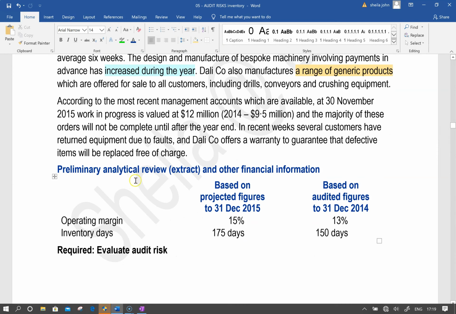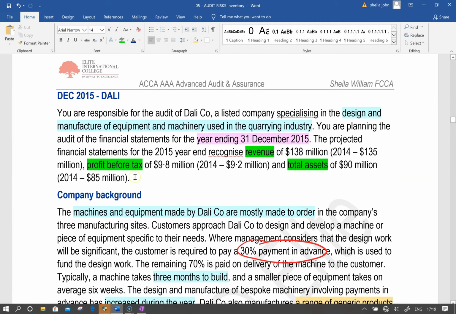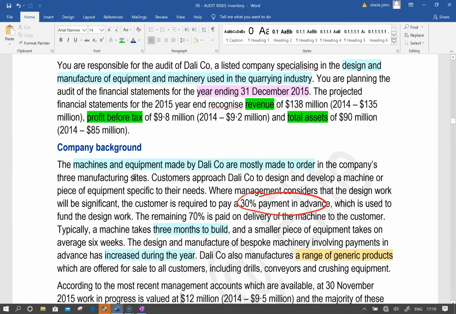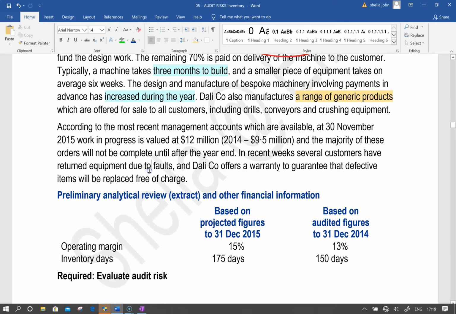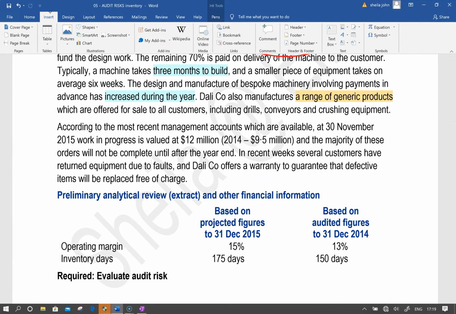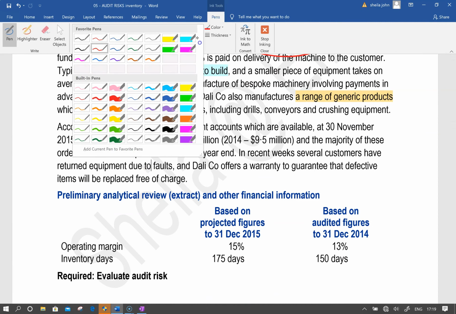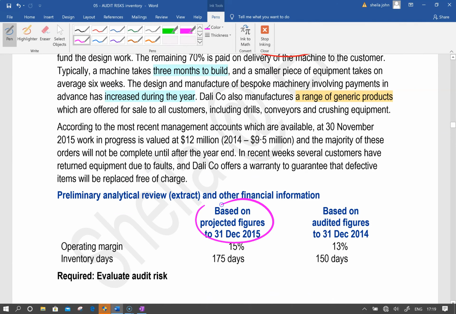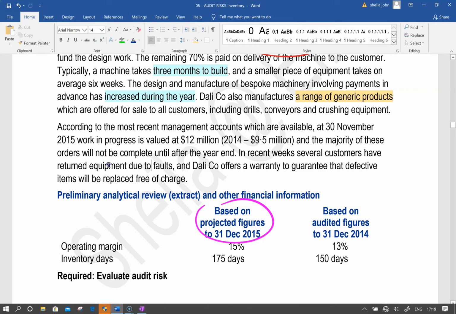According to the most recent management accounts, which are available at 30th November 2015, what was the year end here? 31 December 2015. Remember, you're sitting for this exam 3 weeks before the year end. So here they've given us an excerpt of the SOPL. We need to have a look at this to see whether it is 12-month figures or not. And this one is already projected to 12 months, so we don't have to worry. And they've given you inventory days here. They've already calculated that, so no mark will be given for your calculation. All right, they've already calculated it, but you can use it in your answer.